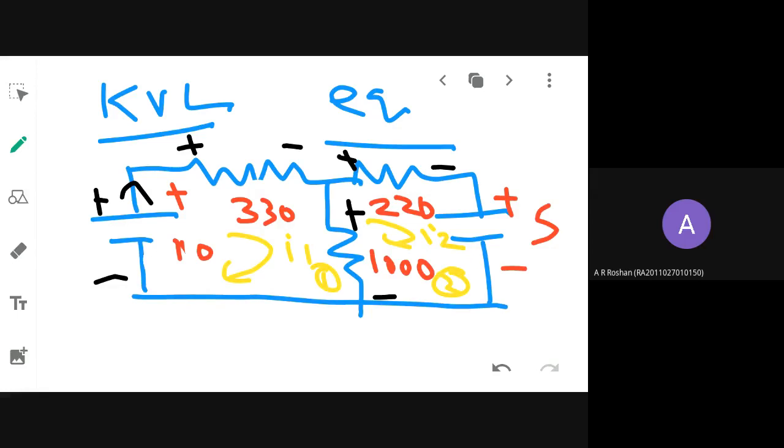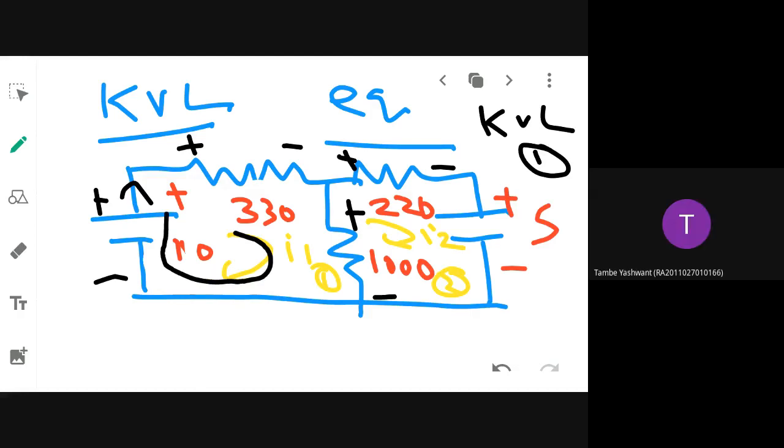Now I will write the KVL equation for the two loops. Let me do it for the first mesh. Now, if I am taking this direction of current through all the elements, is it going from minus to plus or plus to minus? Minus to plus. Minus to plus means I will assume a positive sign. And what is that element? Voltage drop or voltage rise element? Voltage rise element.